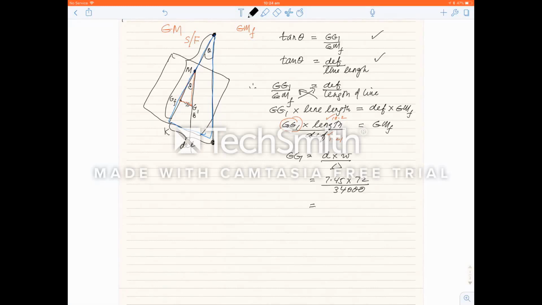That's equal to 0.016. Now we'll substitute this value here. We could say, instead of GT1, 0.016 times 10.2 divided by 1.21 equals GM fluid.